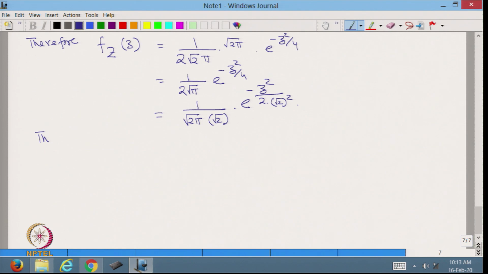Thus, we get the PDF of normal with mean 0 and variance 2.